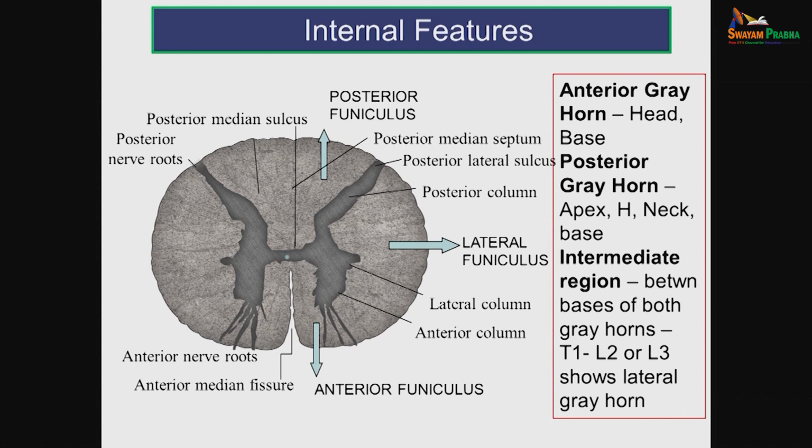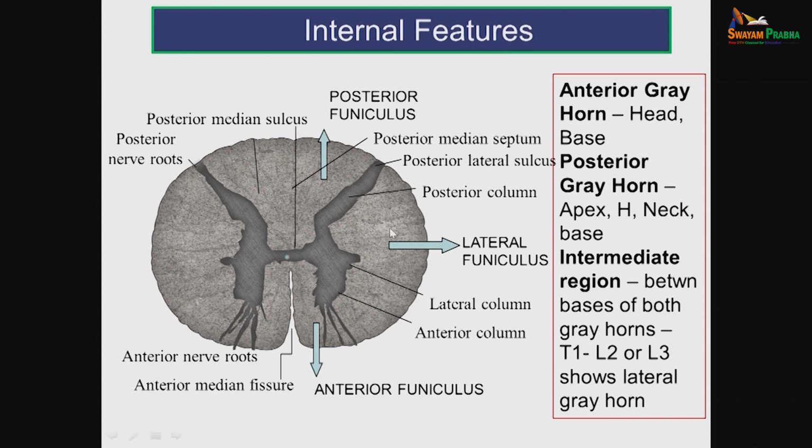So, this completes the grey matter. Coming to the white matter, we divided the grey matter into anterior grey horn, posterior grey horn, lateral grey horn. Now, we will talk about the white matter. White matter is composed of nerve fibers, neuroglia and blood vessels. The whitish appearance is because of the myelinated nerve fibers. That is why it is called white matter.